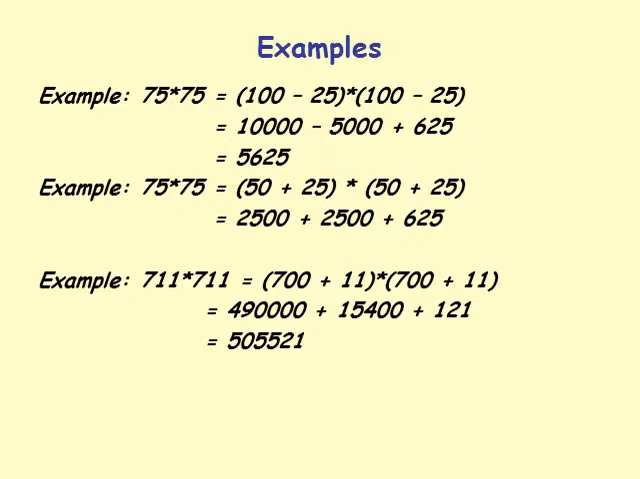Now let's add them together. 49 with 4 zeros at the end plus 15400 is 505,400. Plus 121. So it's 505,400 plus 121, which is 505,521.